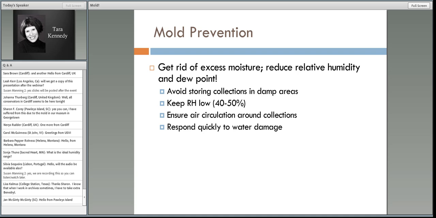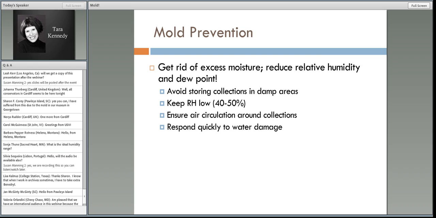So how do you prevent mold? This is the number one thing that people really want to know. What is really important is the equilibrium moisture content of your objects. That means getting rid of excess moisture, reducing your relative humidity, and your dew point. The dew point being the moisture level in the air relative to the moisture content in the air.